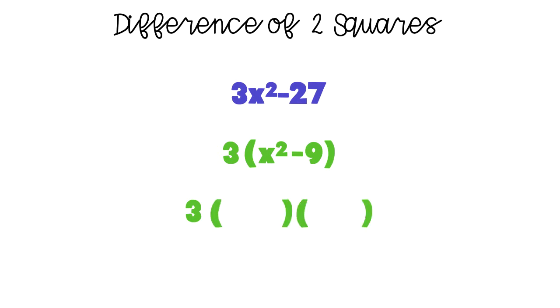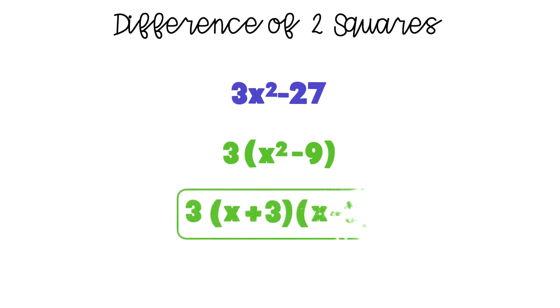Great, I know to open up 2 sets of parentheses. I'll look at the first term, take the square root, put it in the front. I'll look at the back term, take the square root, put it in the back. One gets a plus, one gets a minus. That is my final answer.